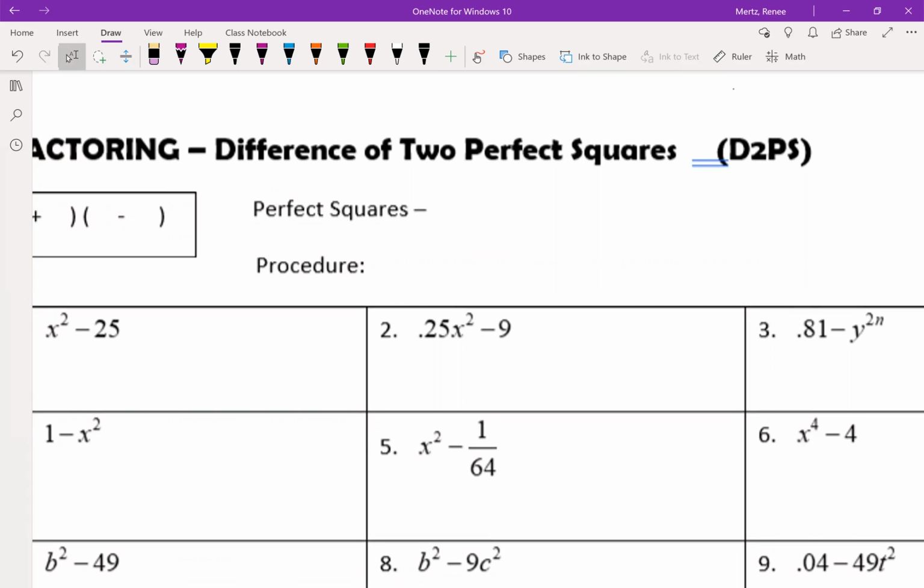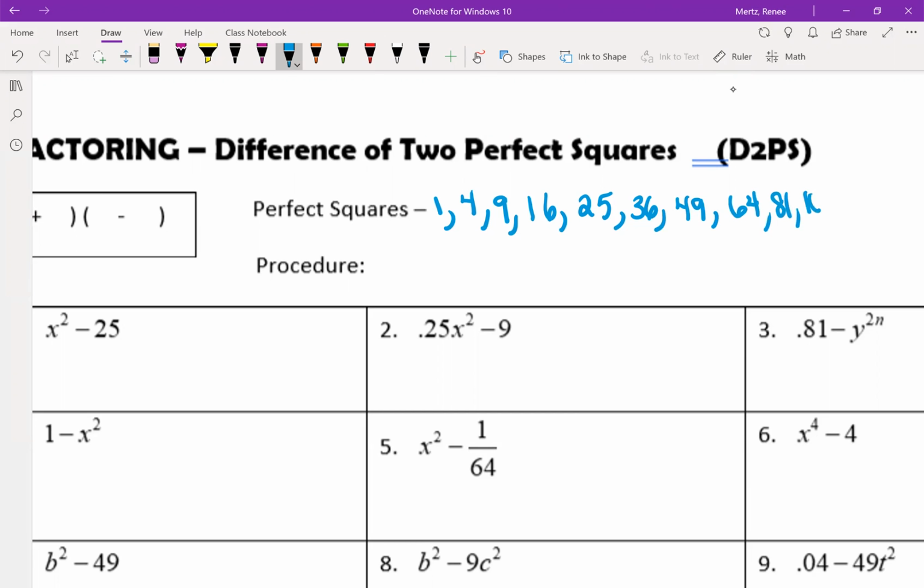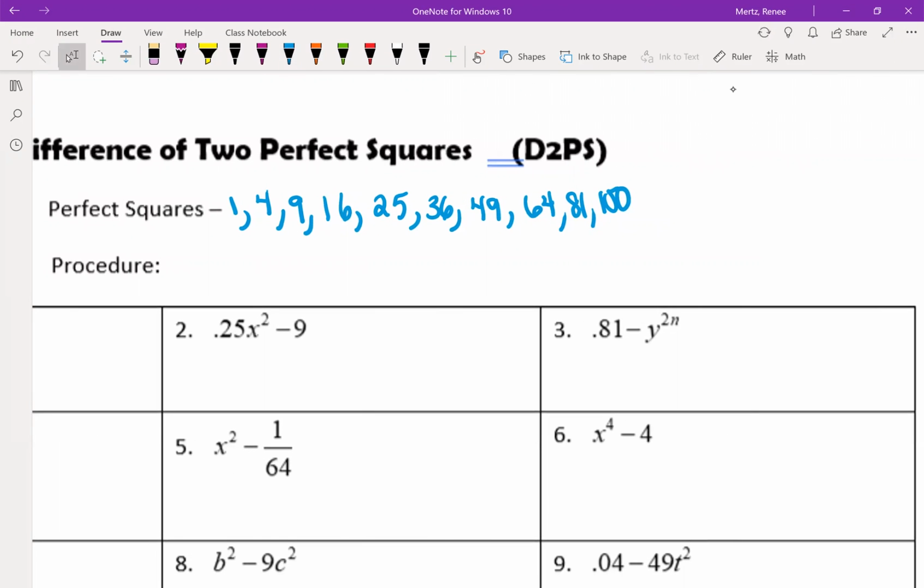So to get a perfect square, we do 1 times 1, 2 times 2. So our first one is 1, 2 times 2 is 4, 3 times 3 is 9. Keep going. Good. 16, 25, 6 times 6 is 36, 7 times 7. Nice. We'll go up to 15. So those are perfect square numbers.